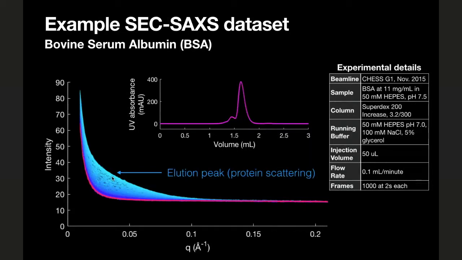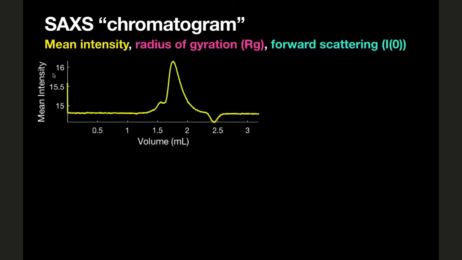Okay, so how do we turn this into a SAXS chromatogram? One thing you can do right away is just plot the average intensity or the sum of the intensity over all Q at each time point. And that gives you a plot like this. So this is mean intensity versus volume or versus time or frame number. And you'll see that it looks a lot like that UV trace that I showed before. But there are some interesting differences.